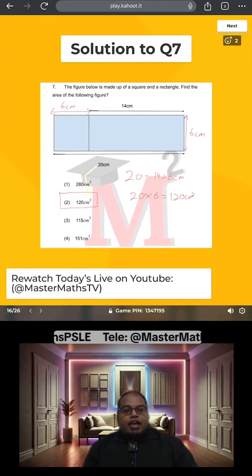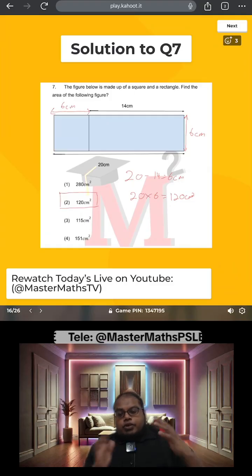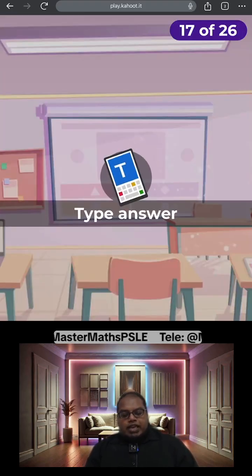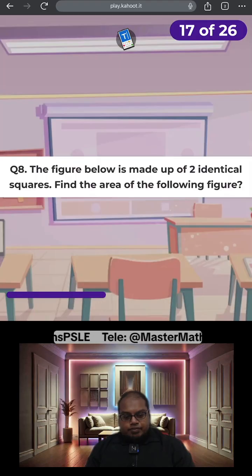Alright. For question 8, by right, you are supposed to put units no matter what the question is, especially for your school test and all that. But just for this Kahoot, I'm putting in an option where you still get the points in case you don't put units. Okay? So we'll see later. Now let's go to question 8. It's a type answer question. Find the area of the following figure.